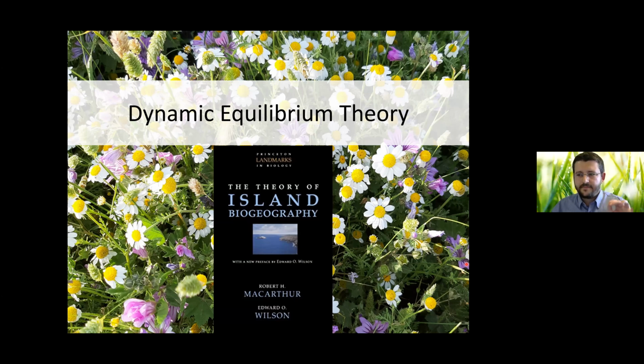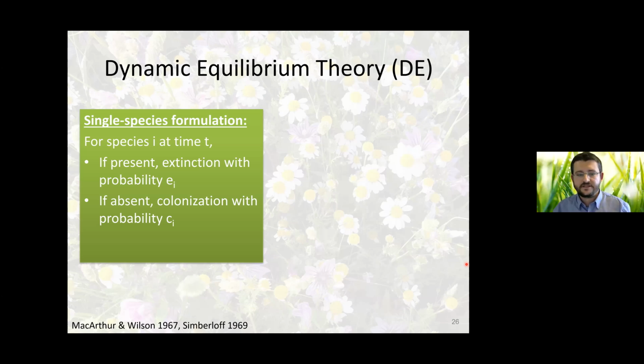What exactly do I mean by dynamic equilibrium theory? It's very convenient to formulate for a single species in the following way. If there's some species at time t, if it's present, it has some probability to go extinct and be absent by the next time step. And if it's absent now, it has some fixed probability to colonize and become present at the next time step. So present species go extinct, absent species colonize. Nothing can be simpler than that.